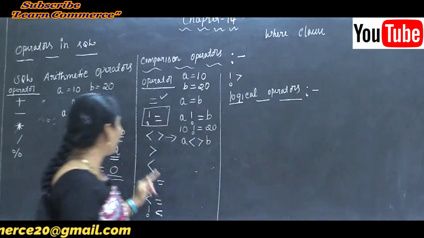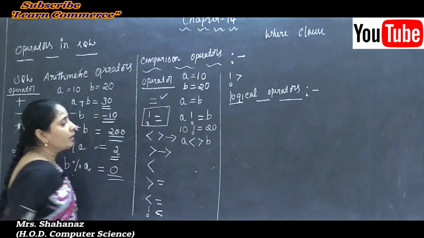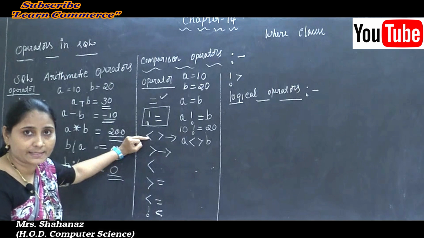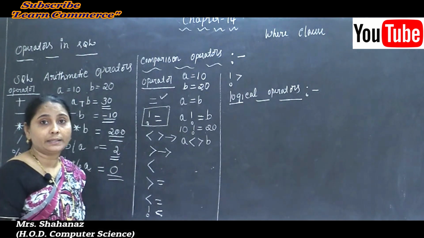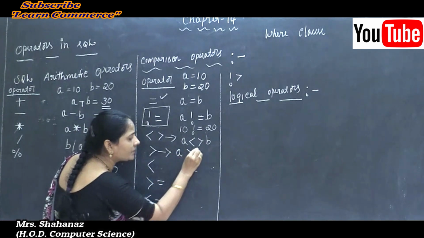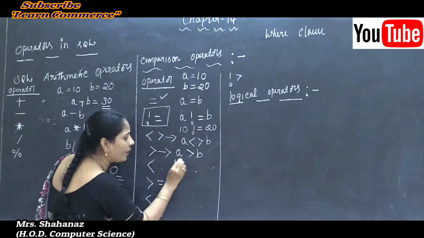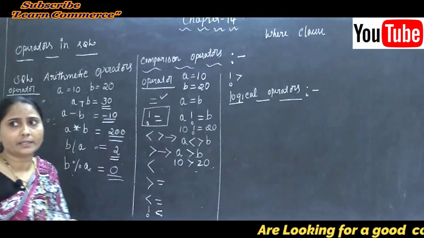So this is about not equal here. After completing the third example, now let's look at the next example, which is called greater than. When you compare A value is greater than B, whether 10 value is greater than 20, in this case, whether 10 value is greater than 20.